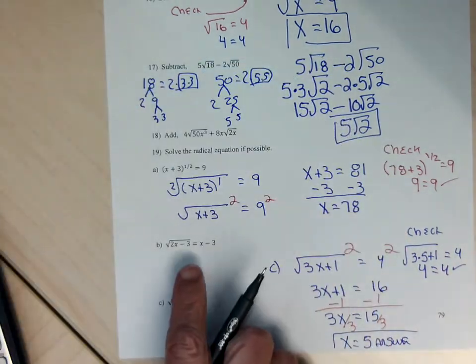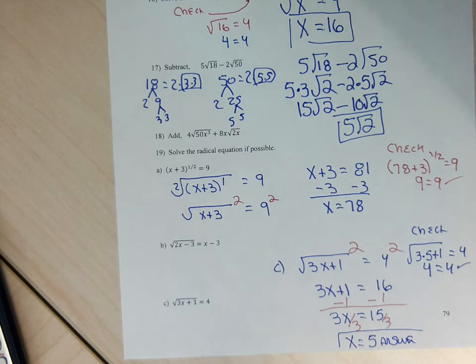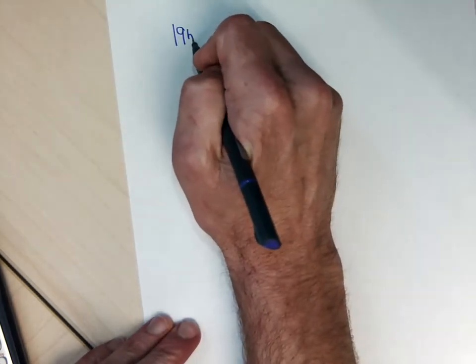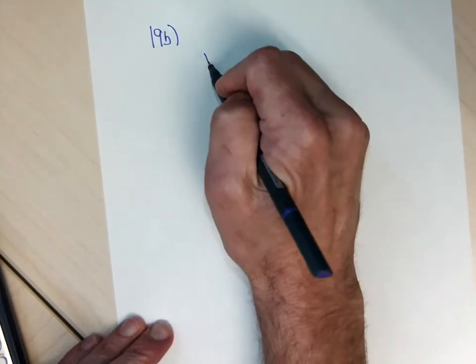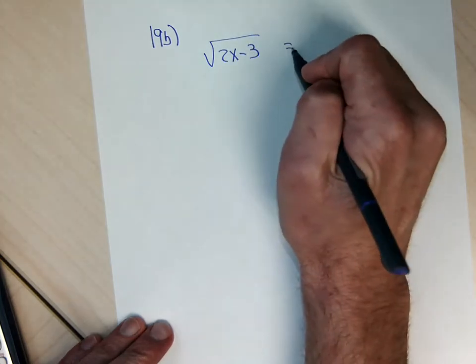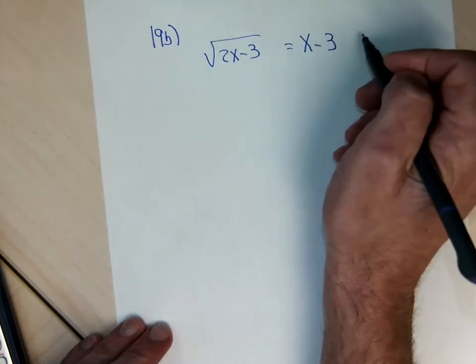Just have to worry about this b, and the b is the problem where I probably could do perfect math, generate 2 answers, one will check and one doesn't. That normally happens for these kinds of problems. So last problem, 19b, gives me the square root of 2x minus 3 equals x minus 3.